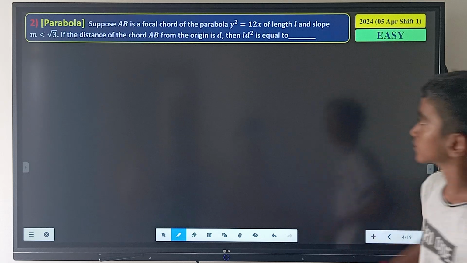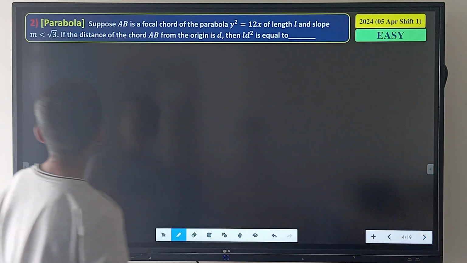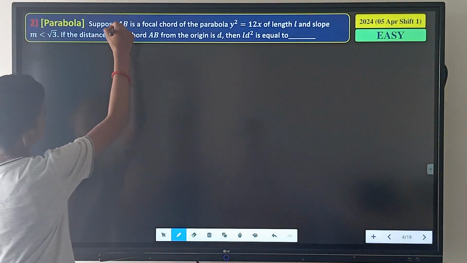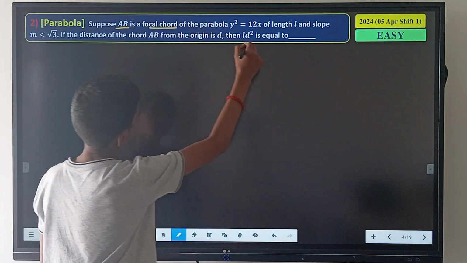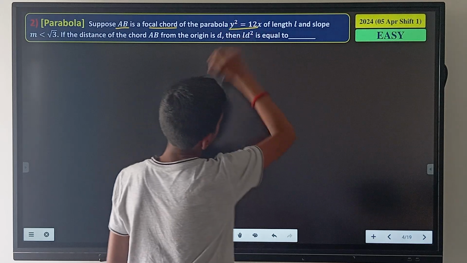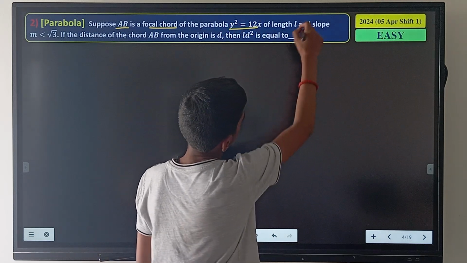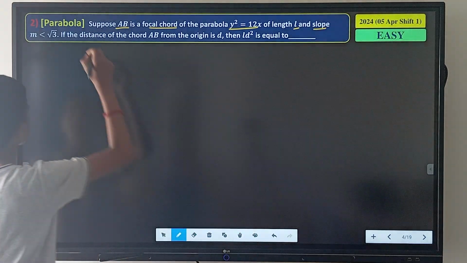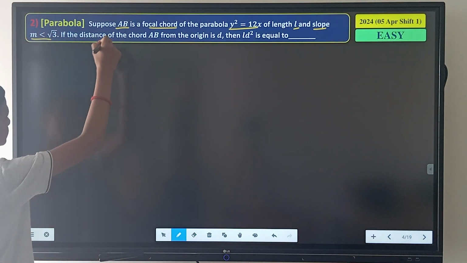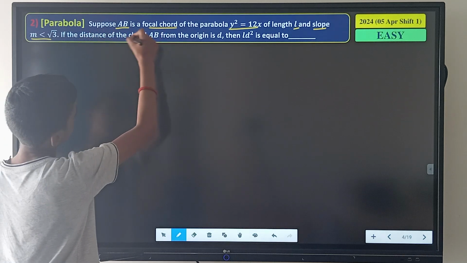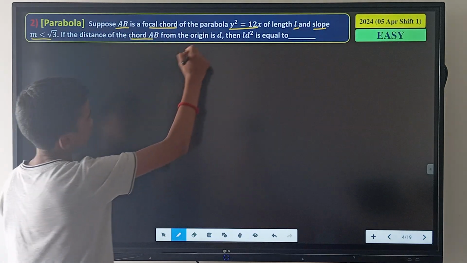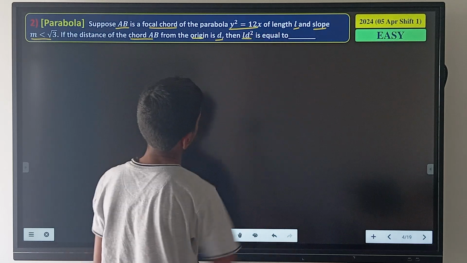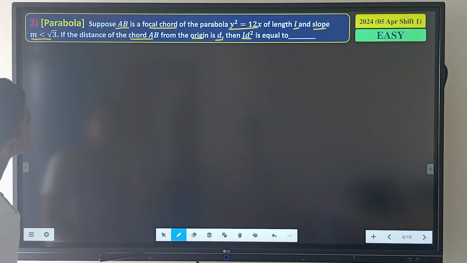Here is the next question now. Now this question says suppose AB is a focal chord of the parabola y square is equal to 12x of length L and slope m less than root 3. If the distance of the chord AB from the origin is d, then L d square is equal to.